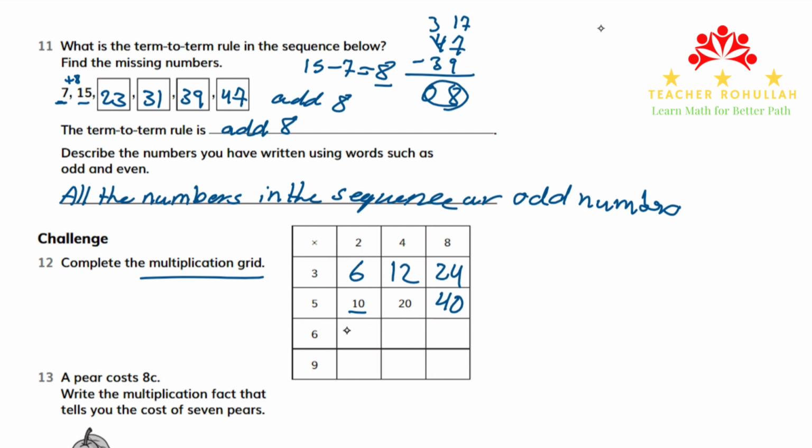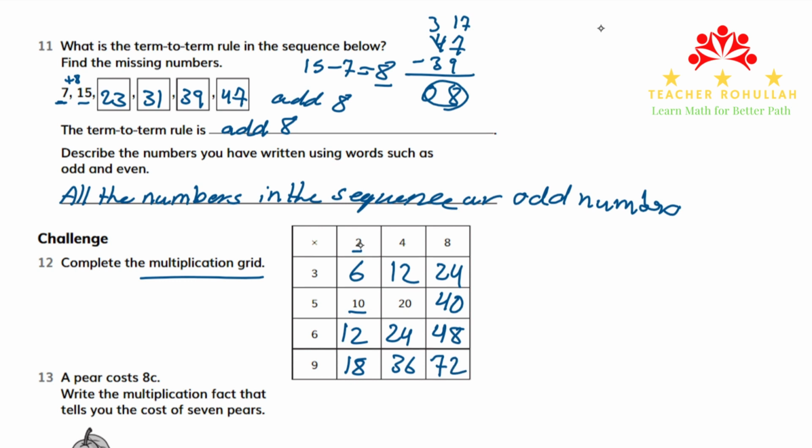2 times 6 is 12. 4 times 6 is 24. 8 times 6 is 48. 2 times 9 is 18. 4 times 9 is 36. And 8 times 9 is 72.